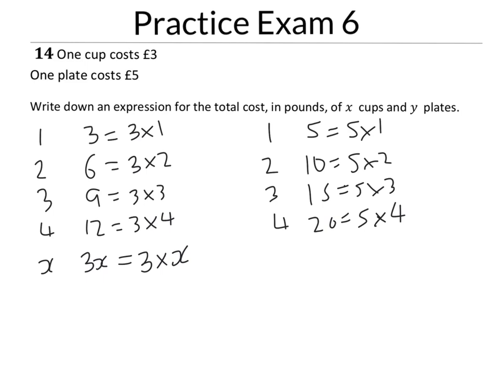Then, how many plates do we have in the question? We've got Y plates. If you have Y plates, that would be 5 times Y, which we would write as 5Y. So how many cups do we have? 3X. How many plates? 5Y. So altogether, you would write down you have 3X plus 5Y.